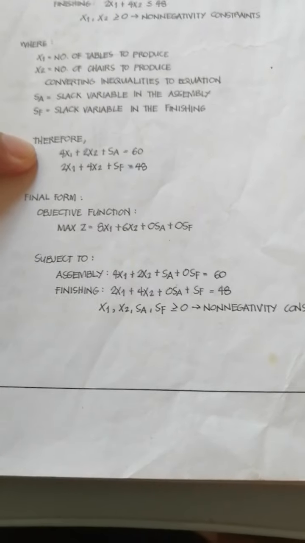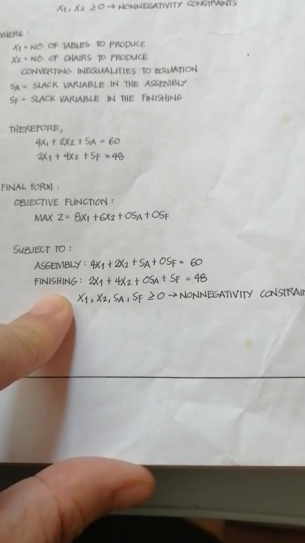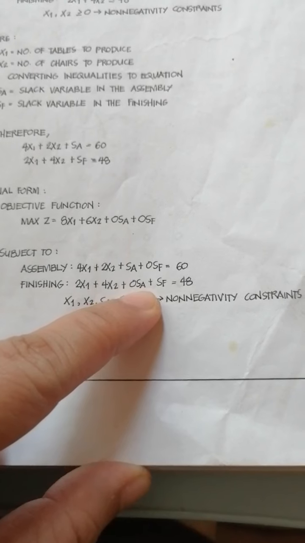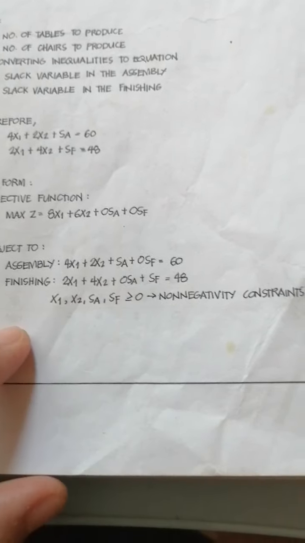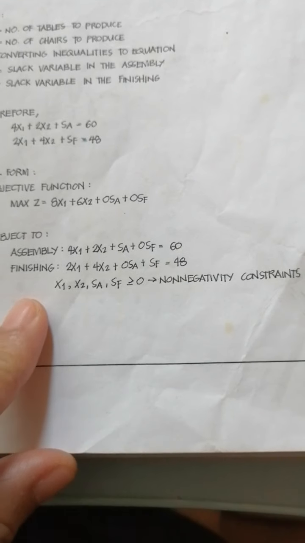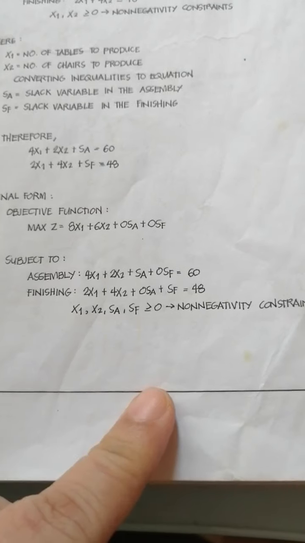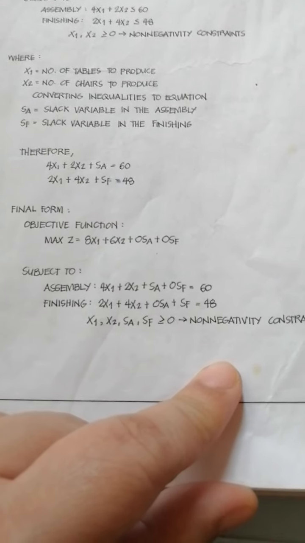We just copy it, but we write down if we have value in SA. Of course, we don't have any value in SF because it's assembly. The same manner in finishing, we don't have any value for the slacks in assembly, but we have value in SF. Okay, so it is equal to 60 and 48 respectively. And of course, the non-negativity constraint, which is all the variables that we have, x1 and x2, and the slack variable in assembly and finishing should be greater than or equal to 0. So it's not possible for us to have a negative value.